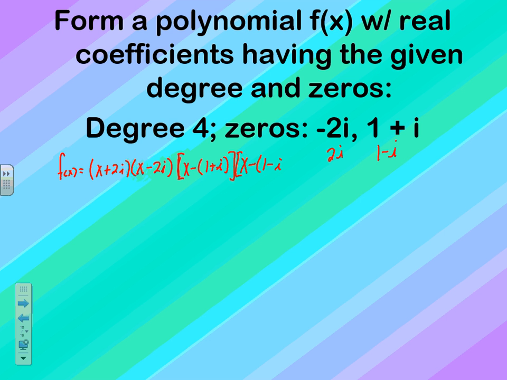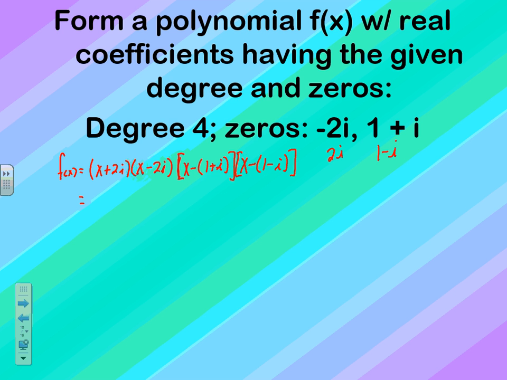Minus i, pardon me. And now we're going to just multiply both pairs together. So I'm going to multiply each pair at the same time, so that way we don't really make this a long problem.